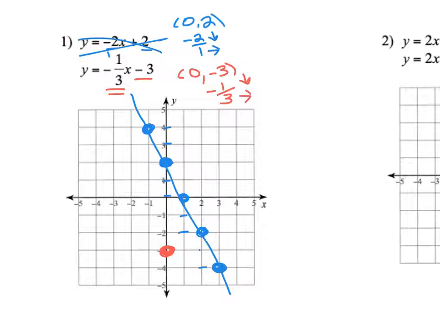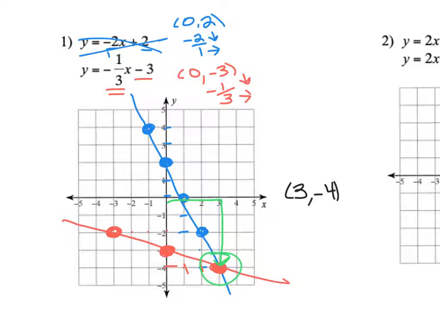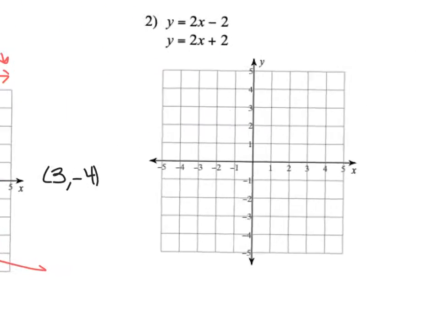So let's do this. Down 1, right 3. Okay, so I can also go up 1, left 3. Those are the only points I can fit on my graph. And when I look at where my lines cross, they cross at this point right here, which is right 3, down 4. So 3, negative 4 is my solution. Let's try another one.